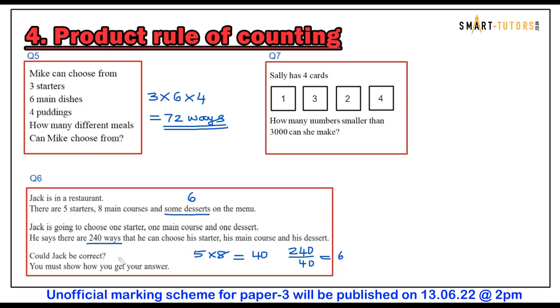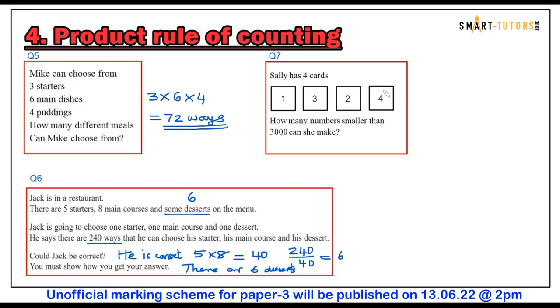So Jack may be correct. He is correct. If the answer is not an integer value, it is not correct. When you're dividing 240 by 40, sometimes, if it is 250 options, 250 divided by 40 is a decimal answer, so Jack is incorrect. But 240 can be divided by 40, so 6 options, that means there are 6 desserts. He is correct, and you show the working. So there are 6 desserts. Right? So 6 times 8 times 5 is 240.